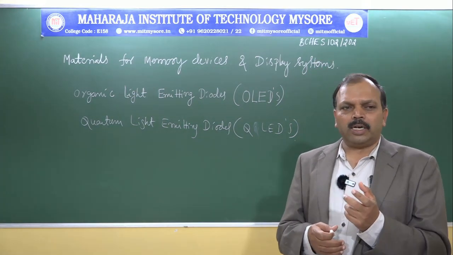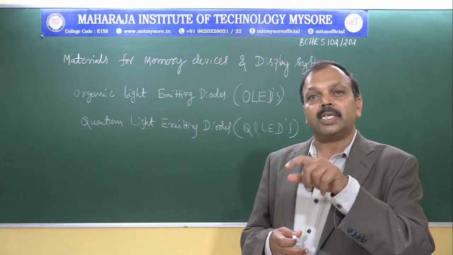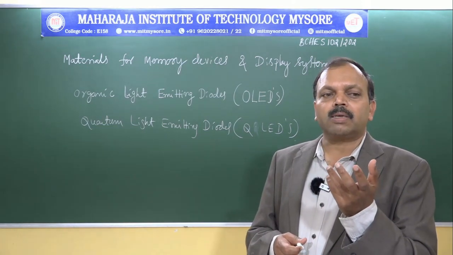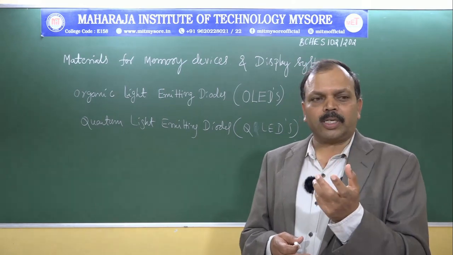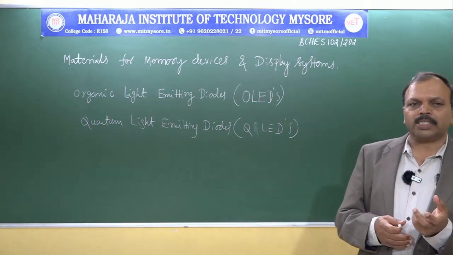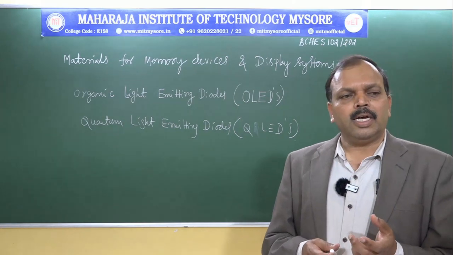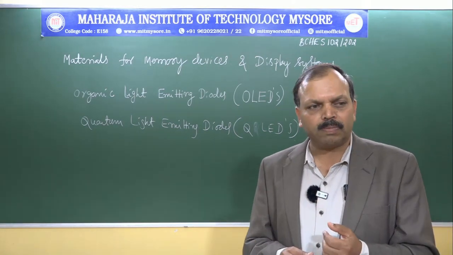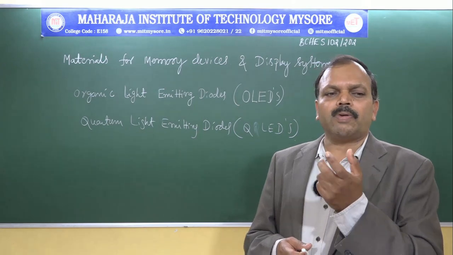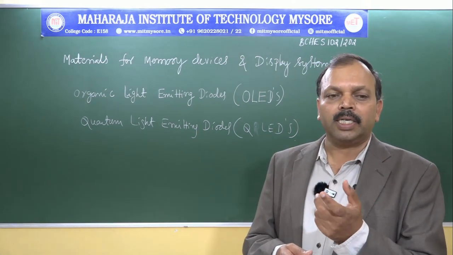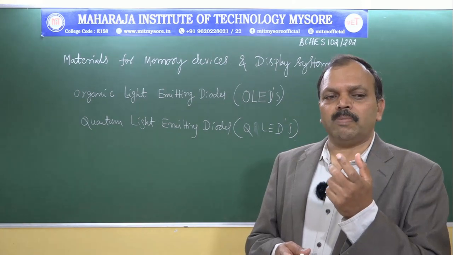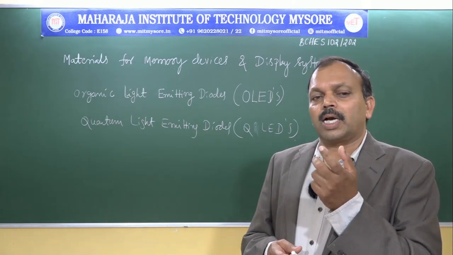Coming to energy efficiency, QLEDs are more energy efficient than traditional LCD, liquid crystal display, because they require less backlighting. High contrast: QLED displays have high contrast ratios, which means that the difference between the darkest and brightest areas of the display is greater, resulting in more detailed and lifelike images. Long lifespan: this is also a very, very important property. QLEDs have a longer lifespan than traditional displays, because they do not suffer from the same issues of backlight burnout or color fading over time.